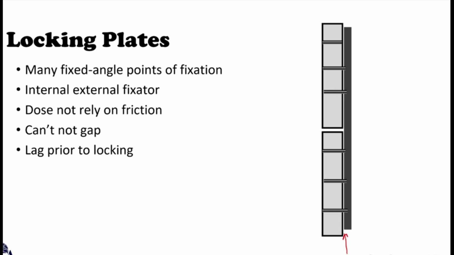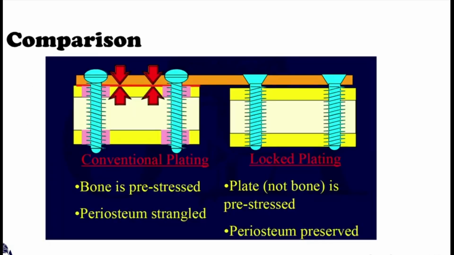And we talked about this earlier, that you have to make sure if you're doing hybrid type fixation and you're using both cortical and locking screws, you always got to do your cortical screws first if you are trying to achieve some type of friction, and then your locking screws, which you can often use just, for example, if you have osteoporotic bone.